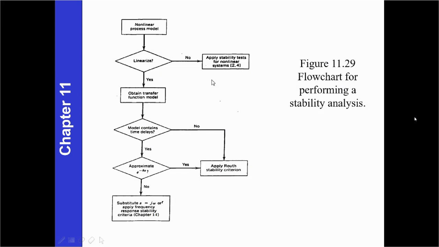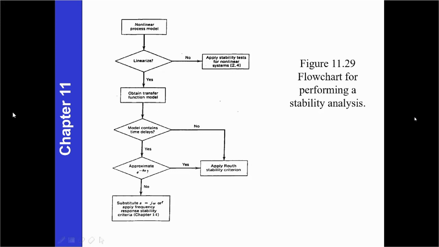So this is, in summary, the flowchart for performing stability analysis with a Routh criteria. First, we need to look at the process model, which is non-linear or linear. Normally, of course, it's non-linear. So even if it's non-linear, then we need to linearize it. If we cannot linearize it, then we can apply the stability test for non-linear systems. And if we can linearize it, we can obtain the transfer function model.